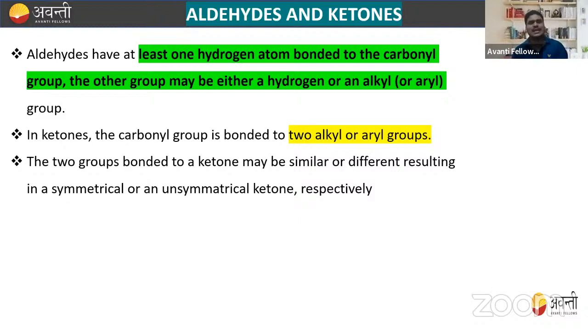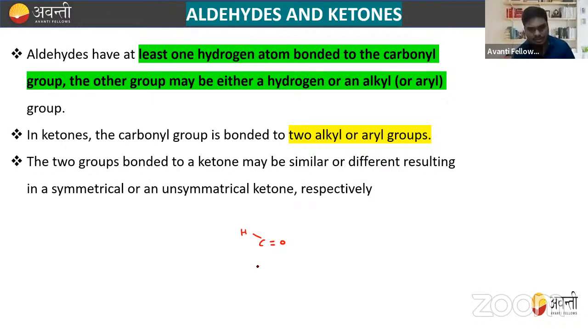Basically, in an aldehyde, at least one hydrogen atom is bonded to the carbonyl group, and the other group may either be hydrogen or an alkyl or aryl group. So it could be anything, there is no issue in it. We can represent it like this. This is the carbonyl group, so one must be hydrogen, right? One must be hydrogen. It is necessary that at least one hydrogen atom is bonded to the carbonyl group.